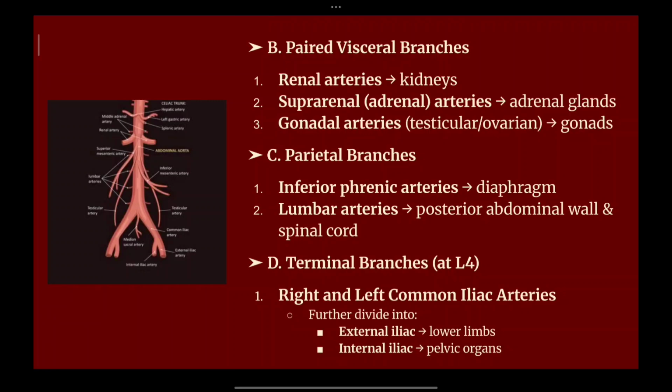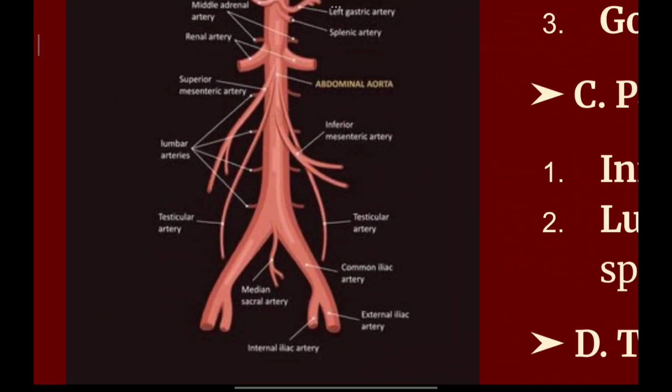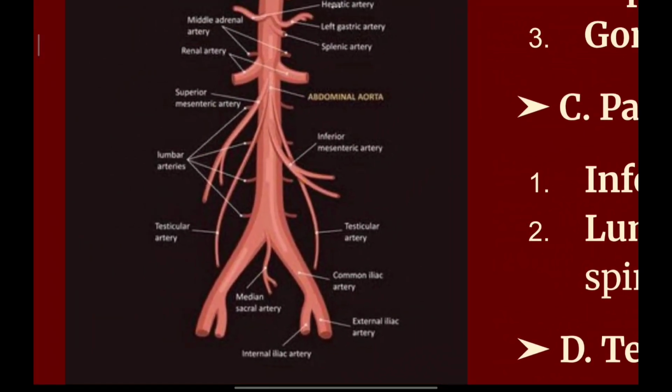Now the parietal branches will involve the inferior phrenic artery and the lumbar arteries. The inferior phrenic artery is going to supply blood to the diaphragm, and the lumbar artery is going to supply blood to the posterior abdominal wall and the spinal cord. As the name says, lumbar means behind, the posterior region. So here is an image of the different types of arteries that are present.